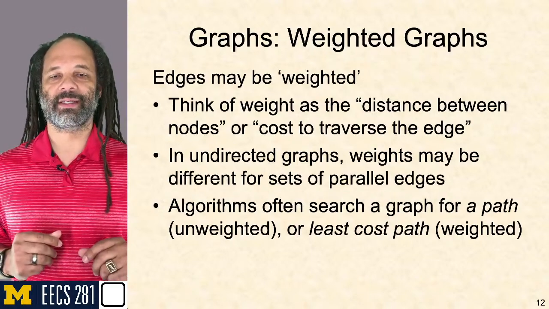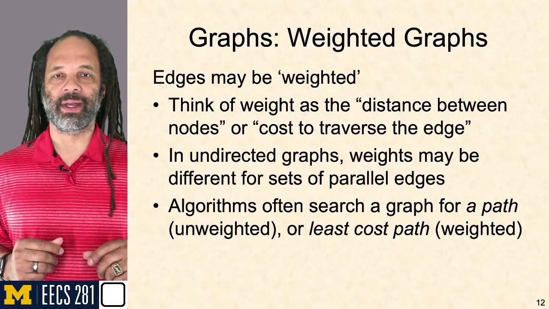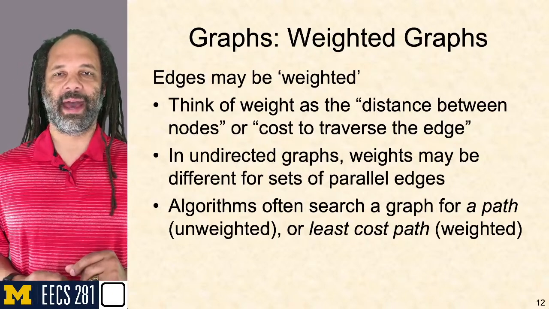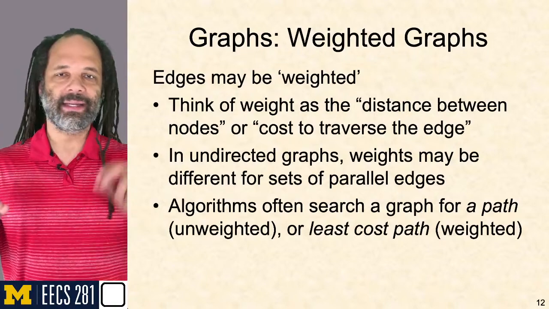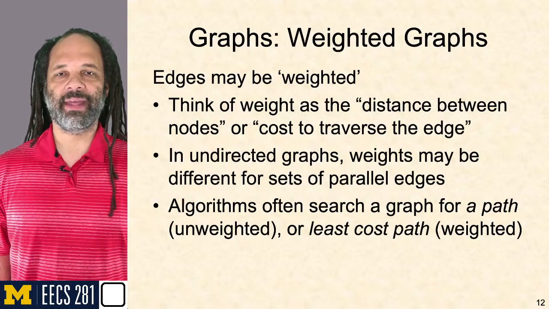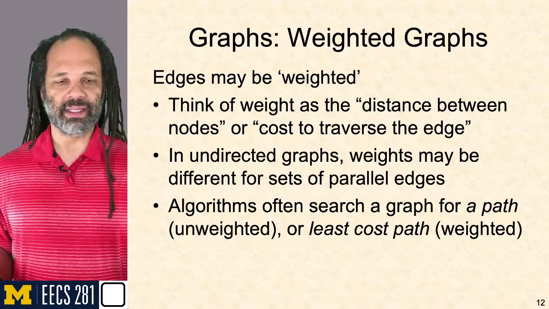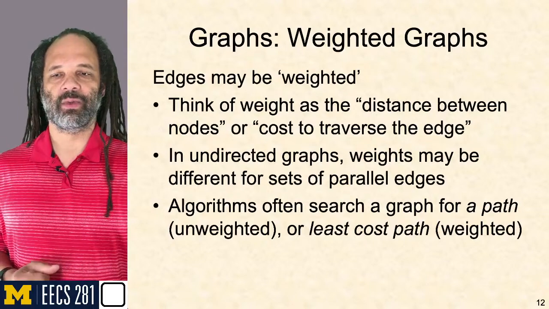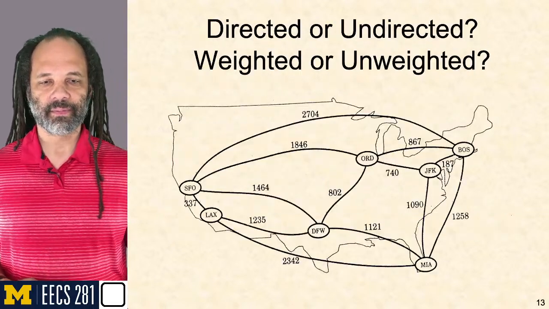But when we start assigning weights to these edges, now we can start optimizing. Say, well, what is going to be the least cost path? How can I get from A to B with the least amount of resources spent by traveling on the edges that use the least amount of them? So we can start optimizing things once we've got weighted graphs.